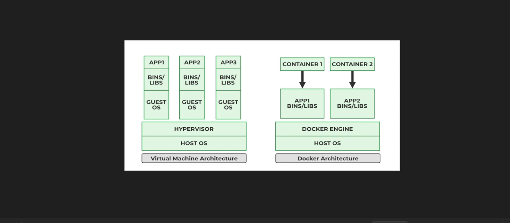The hypervisor allocates separate resources like RAM, CPU, and memory. But in containerization, it shares the resources with the host operating system. So containers are very fast and very efficient when compared with the hypervisor.